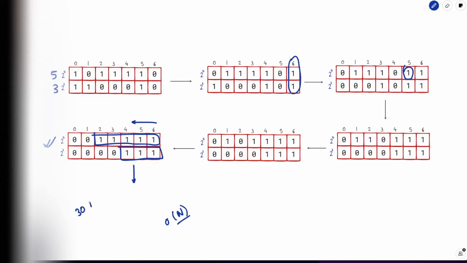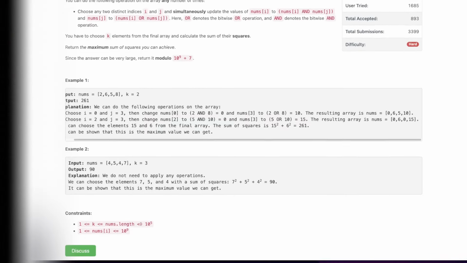For each bit, you will be calculating the count of ones. So 30 into n. And after you calculate the count, you will be filling up this particular matrix, right? This matrix again will be of 30 across n size, and you know how to fill it in order 30 into n time itself. So this will multiply by 2. So this is the overall time complexity, which is basically n into the number of bits, and which will pass the given time constraint as well.